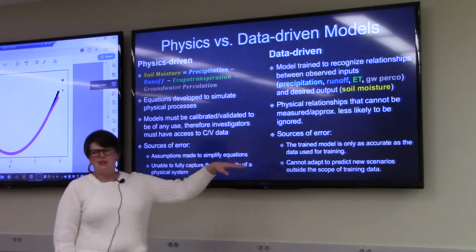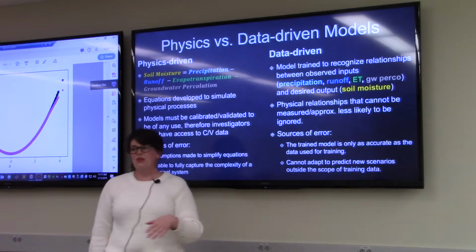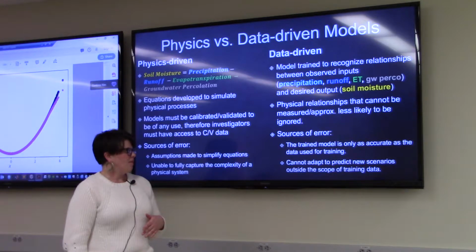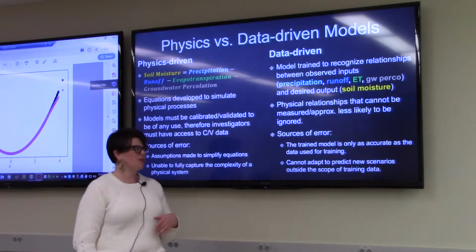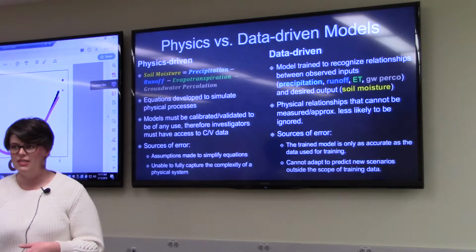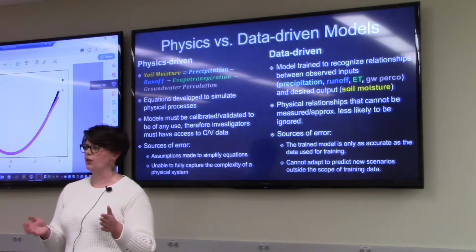But of course there are some sources of error, and we've mentioned some of these so far. The trained model is only going to be as accurate as the data that was used for training. And we're not able to do, this is called transfer learning. It's very difficult to predict scenarios that occur outside of the system state represented by the training data.